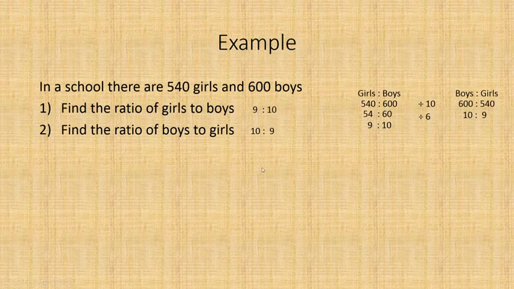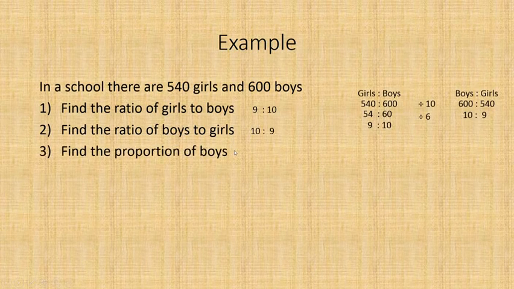No, guys. The most important thing in ratio is the order. So take care of the order. Here I asked first about girls to boys, so you need to write down the girls' number first, and after that the boys' number. And here I'm asking about boys to girls, so you have to write down the boys first before the girls. So the order is the most important thing in ratio. Okay, so let's go to question number 3.